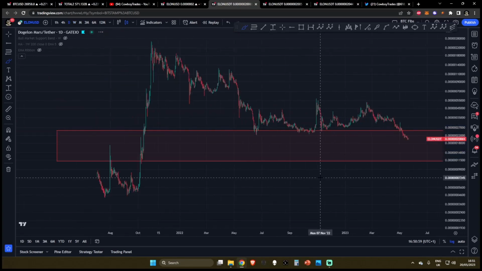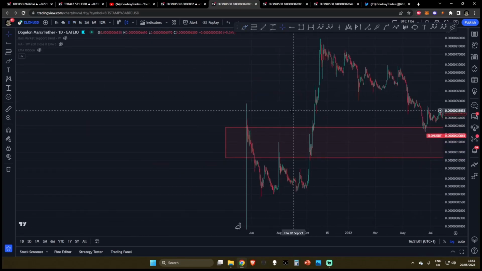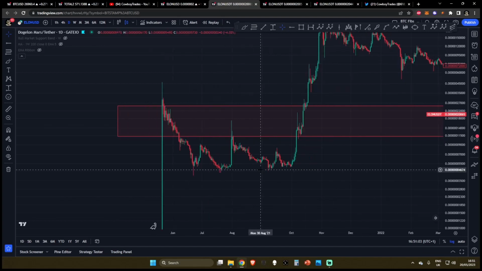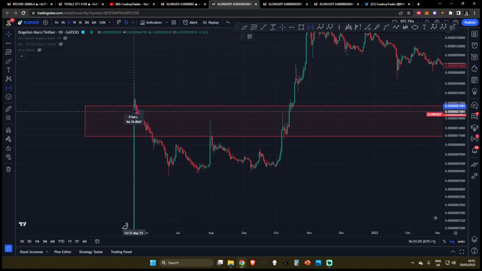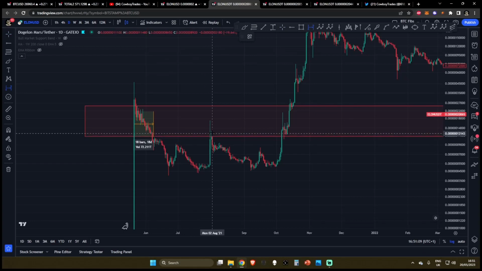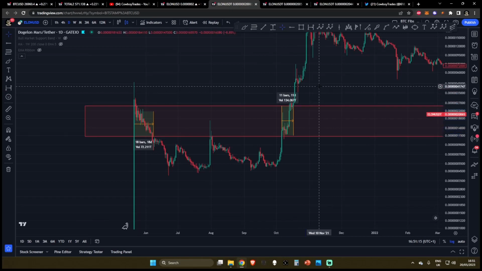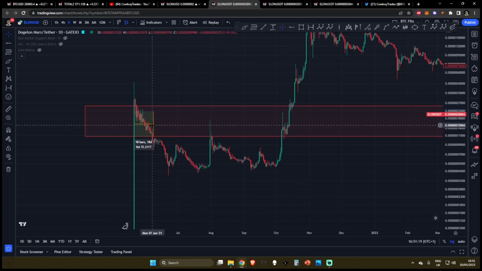In fact, if we come over to the daily time frame, you can see this is how much time we've had traded within this range. We've had 18 days here. We weren't even trading within this range. We just got immediately rejected. Over here, we had about 11 days worth of data traded. So all in all, we've got 29 days, less than 30 days worth of data traded.